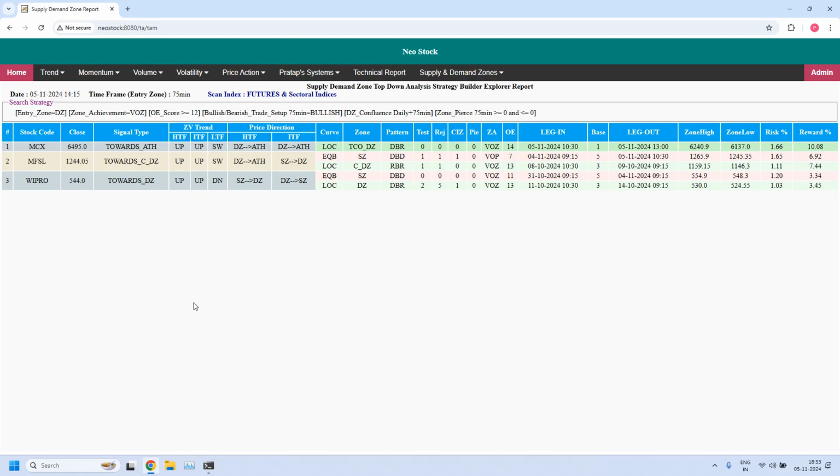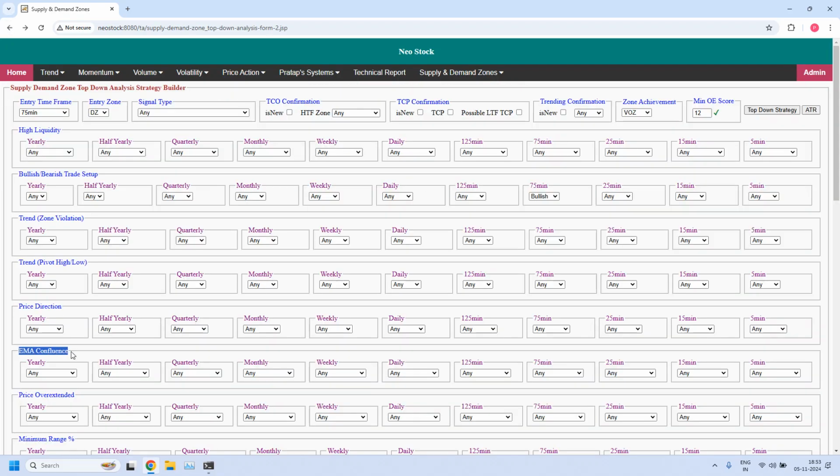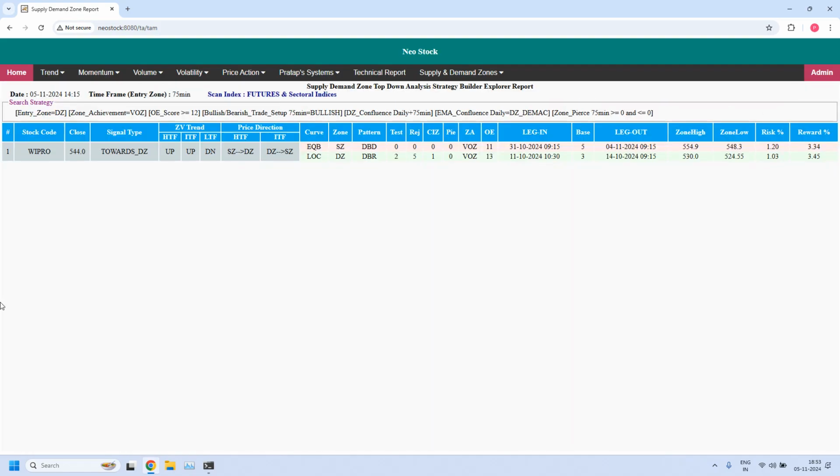If any of these zones have daily EMA confluence, they are an even higher probability setup. Let's verify. In the EMA confluence at daily time frame, daily demand zone with daily EMA confluence, because the 75 minute zone is part of the daily zone. We got 1 stock. So this 75 minutes demand zone is an even higher probability setup stock. It has already been tested 2 times with 5 rejections from this zone.